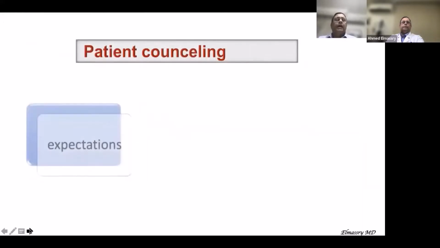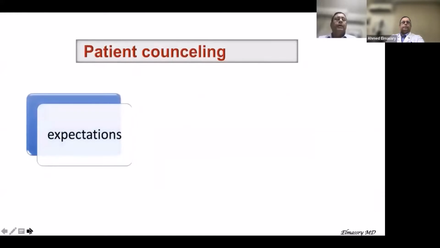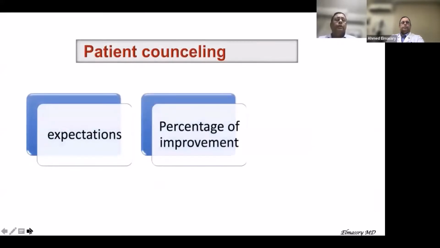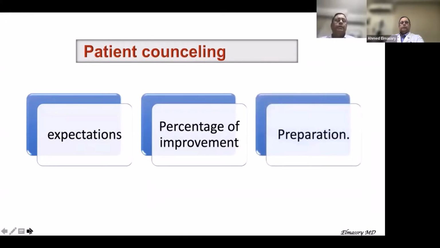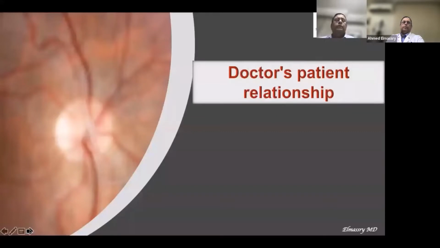Okay, patient counseling, again, depending on their expectations. You have to draw the vitreous floater to know what you are treating. And what we are treating is what the patients complain of, not something that the patient is not complaining of. So the percentage of improvement and preparation of the patient, and also, of course, the quality of life of this patient.